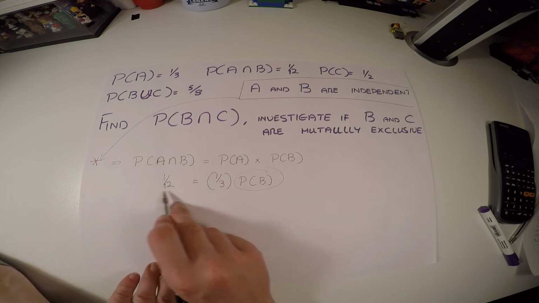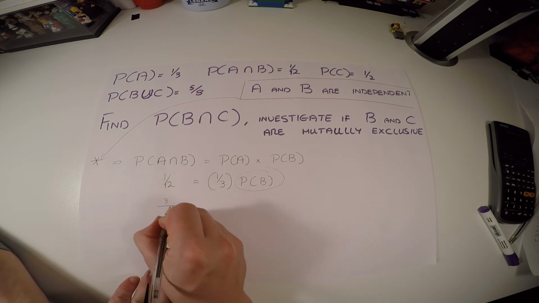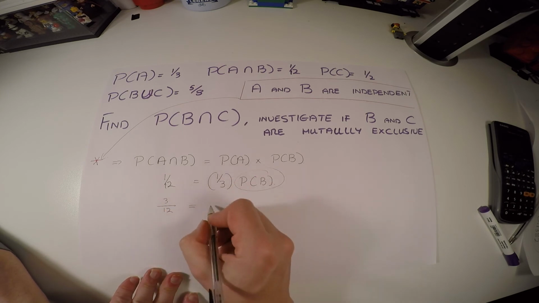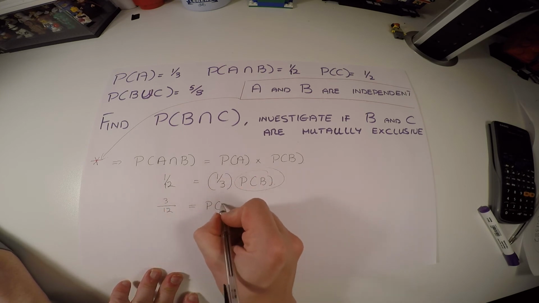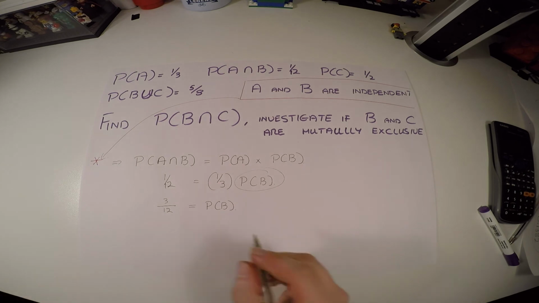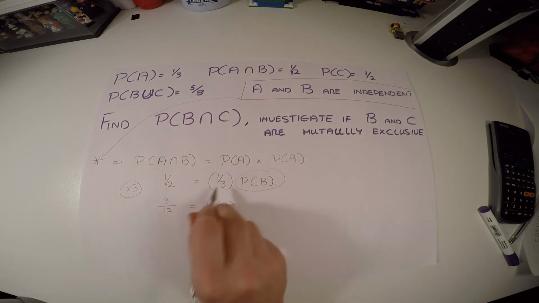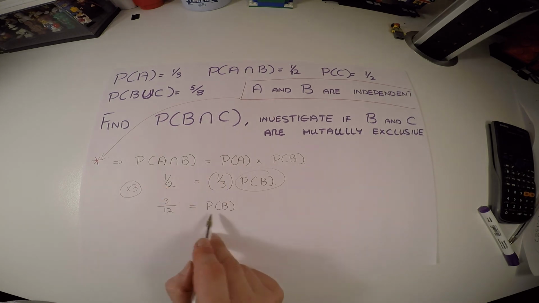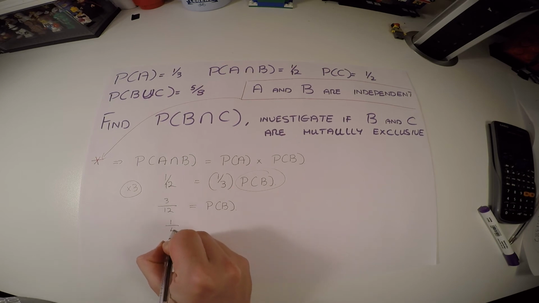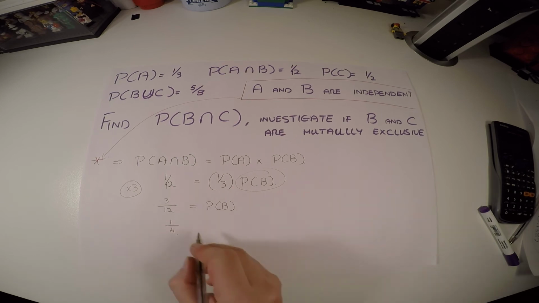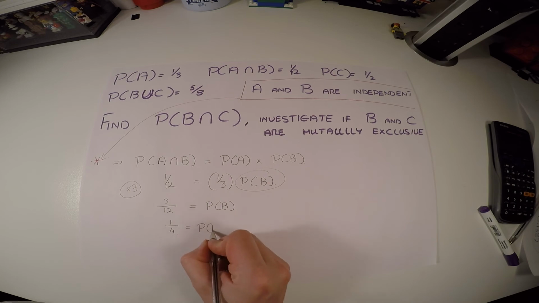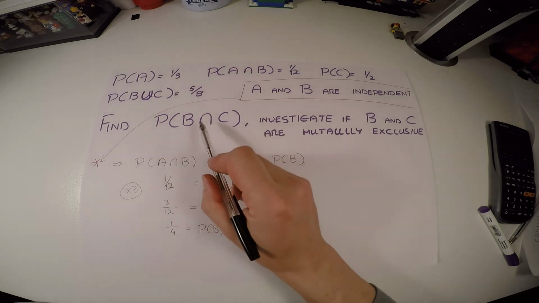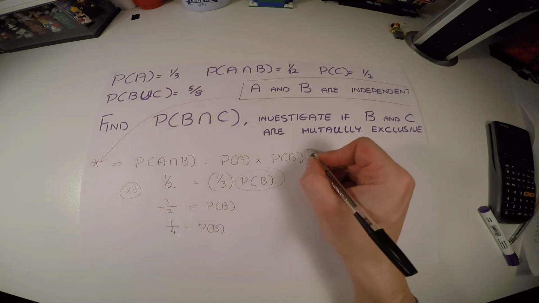So multiplying everything by 3 will give us 3 over 12 here. 3 times a third will cancel, giving 1, leaving us with the probability of B. So if you like, that's what I did here, just to get rid of that third there. And I get 3 over 12 is equal to the probability of B, which is now 1 over 4. Okay? So we know 1 over 4 is equal to the probability of B. Now we're actually looking for the probability of B intersection C.